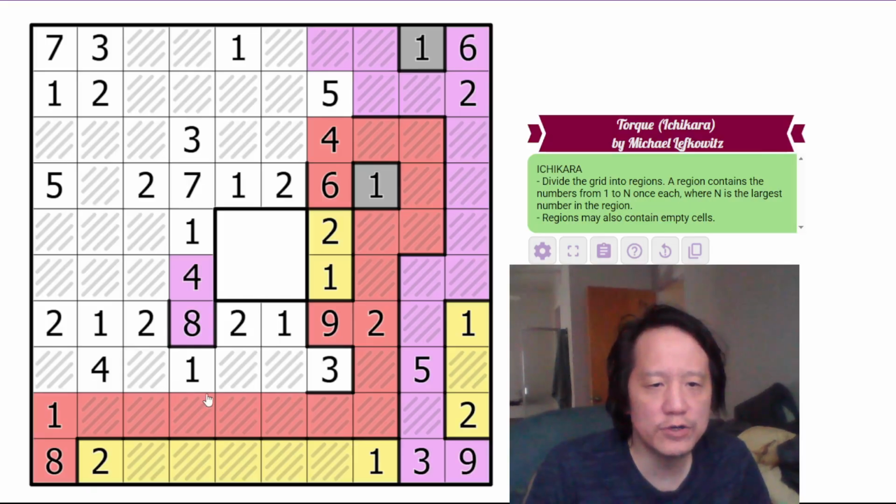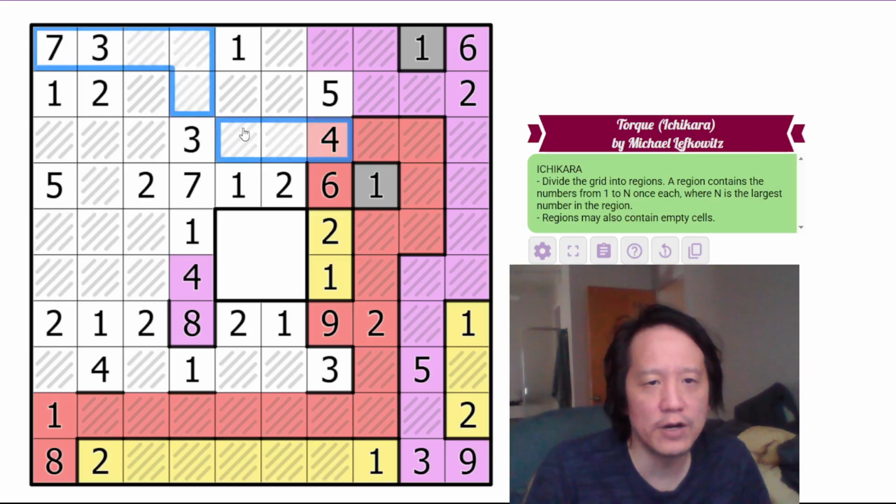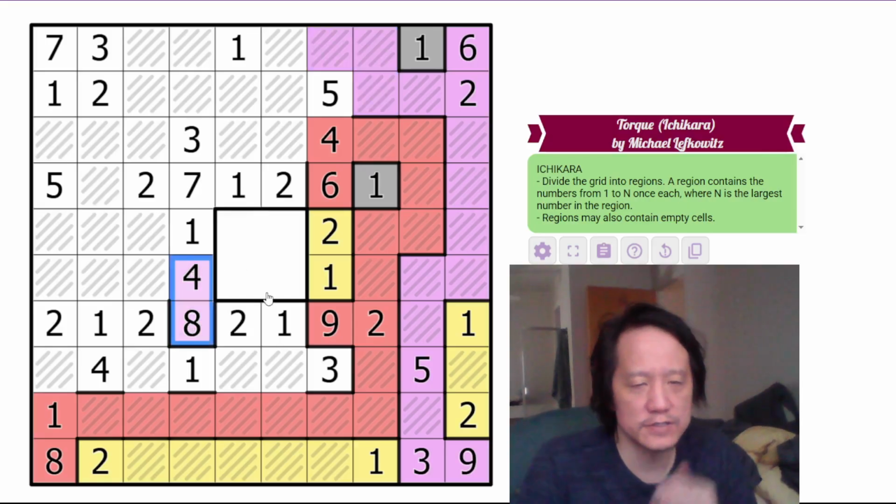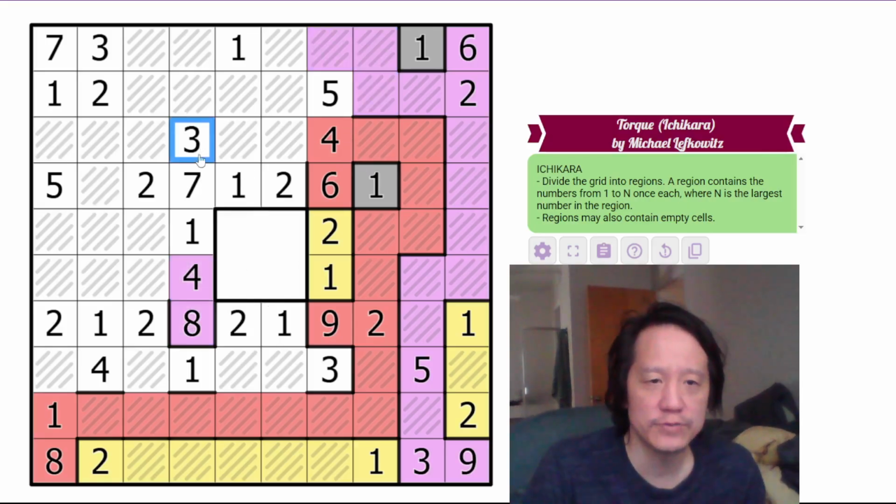Cannot access 1, cannot access 4. Cannot access 3. So the red region has already got a 1 and a 2 and a 4. So if the red connected to here, it would block off the pink region from itself. So that's not allowed. So it must connect through here. So this is red that way.